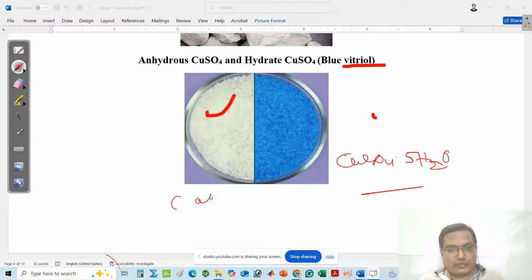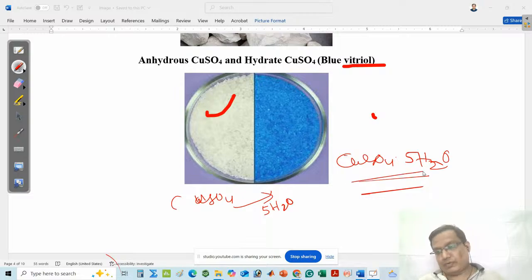This is only CuSO4, but this is said to be CuSO4·5 water. Your CuSO4 absorbs 5 water molecules and is converted into CuSO4·5H2O. When it absorbs 5 water molecules, its color also changes. It looks blue, so it is said to be blue vitriol. It is also said to be blue stone.